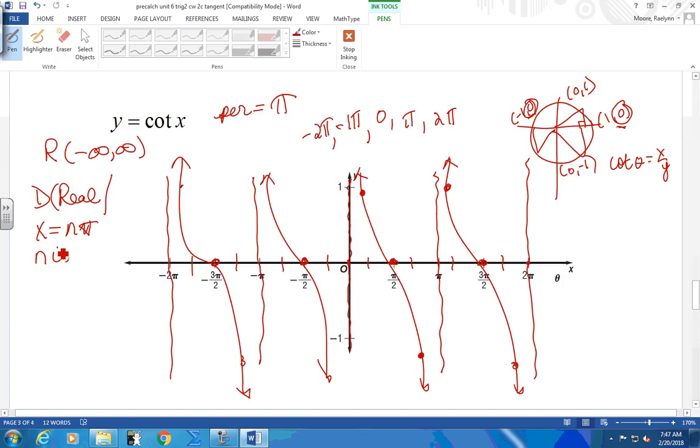N is, can I use 1? 1 pi? So I can't use 1 pi either, right? So I can't use that one. I can't use 2 pi. I can't use 0. Where n is any integer. We're just defining these. That's all we're doing.